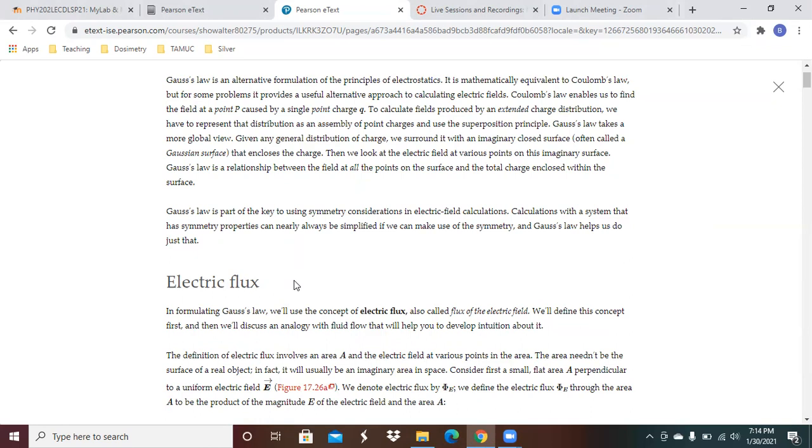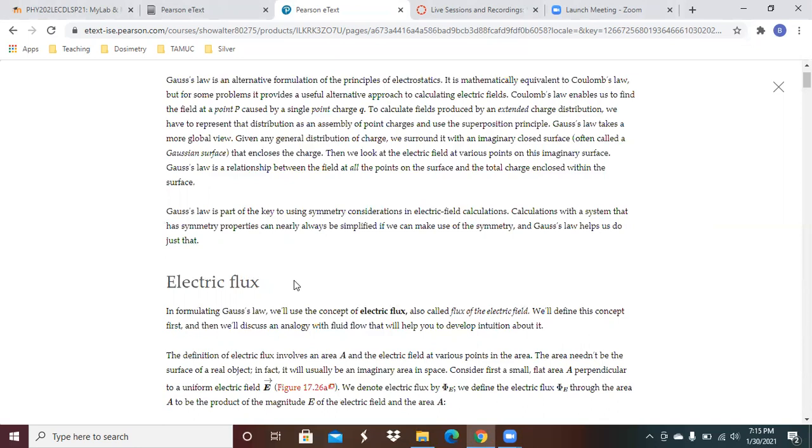So Gauss's law takes a more global view. Given any general distribution of charge, we surround it with an imaginary closed surface, a sphere or box, what have you. That's going to be referred to as a Gaussian surface. So the charge is going to be enclosed within that Gaussian surface. Then we're going to look at the electric field at various points on this imaginary surface. And Gauss's law is going to be a relationship between the field at all of the points on the surface and the total charge enclosed within the surface.